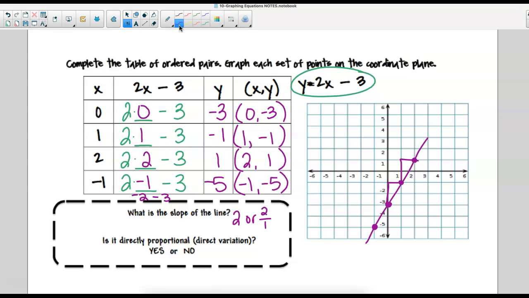Okay? Is this direct variation? No. It did not go through 0, 0. It was a straight line, but did not go through 0, 0. Questions there? All right, flip the page.